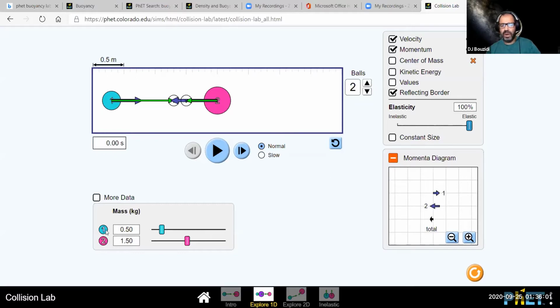The masses now: the green one is 0.5 and the red one is 1.5. The red one is 3 times as massive as the green one. I don't know, it looks like teal to me, not exactly green, and this one looks pinkish to me more than red. Anyway, let's go back into the instructions.